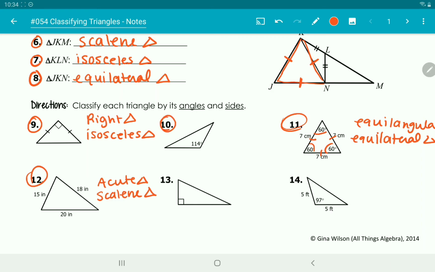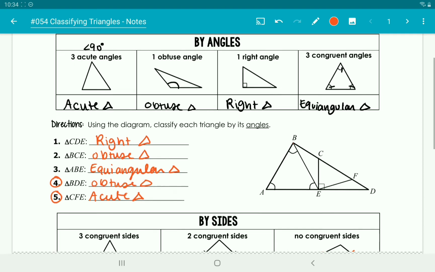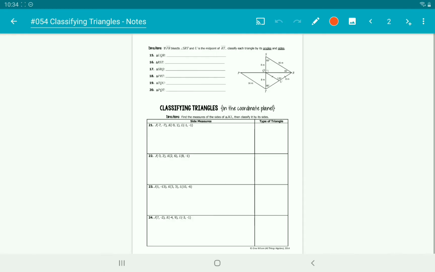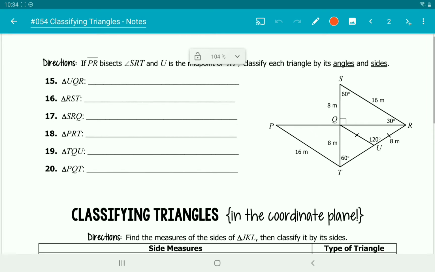Now I want you to go ahead and pause the video and do 10, 13, and 14 on your own. Go ahead and determine whether each triangle is an acute, obtuse, right, or equiangular triangle, and then determine whether it is equilateral, isosceles, or scalene. Okay? So I'm going to go ahead and look at this one a little bit.